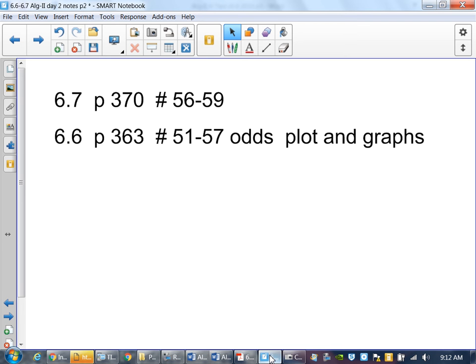But yeah, what I want you to do with those 4 problems is plot your zeros, and then graph it with your end behavior. Try to do it without a calculator. Hint, hint. Keyword in that sentence is try. Now, can you do that 6.7 stuff without a calculator? I mean, probably. You could, but would you want to multiply all that out by hand? All right, you can do it without a calculator.